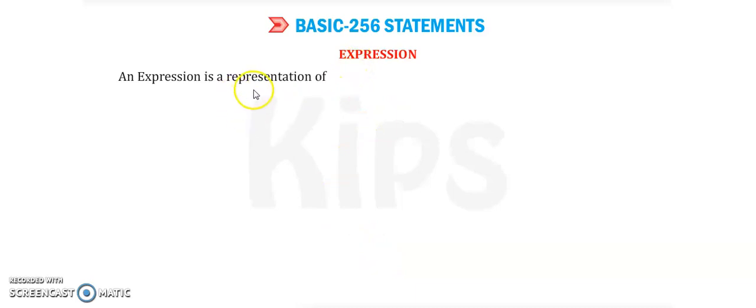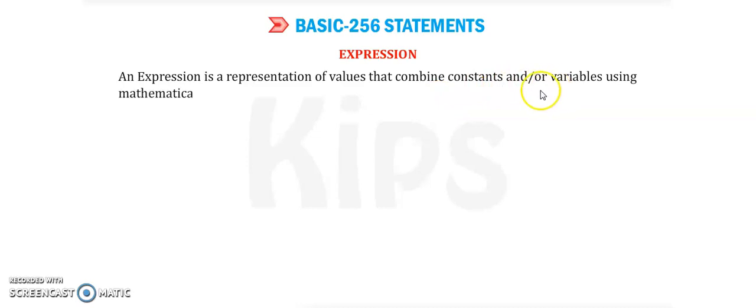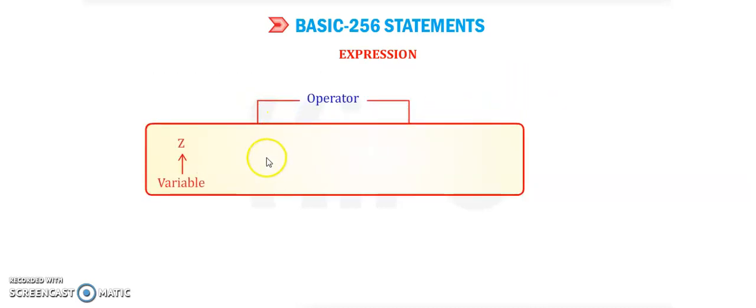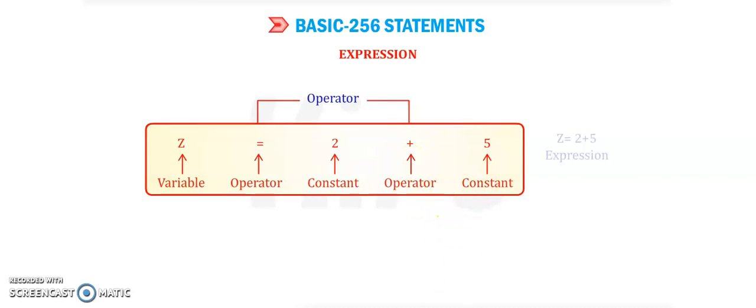An expression is a representation of a value that combines constants and/or variables using mathematical operations. Here, Z is a variable, this equal sign is also an operator, this is a constant, this plus sign is also an operator, and this is a constant. So the expression we are writing is like this: Z equals 2 plus 5.